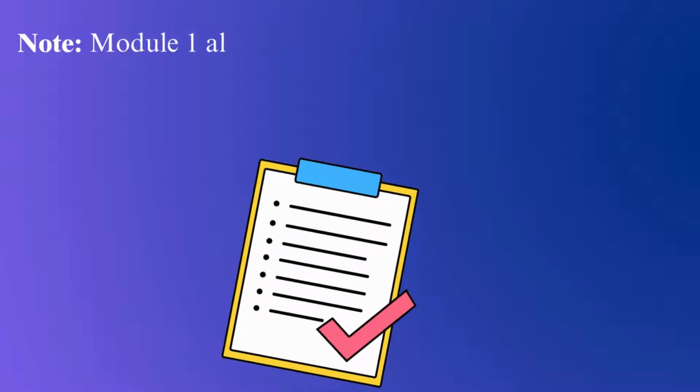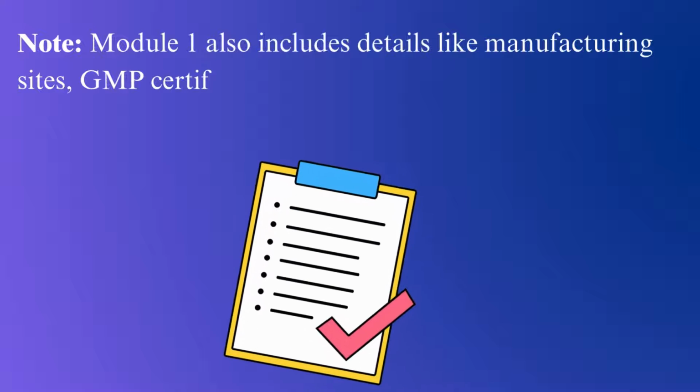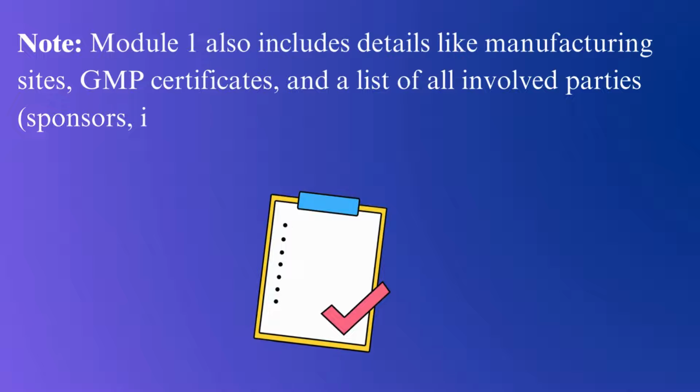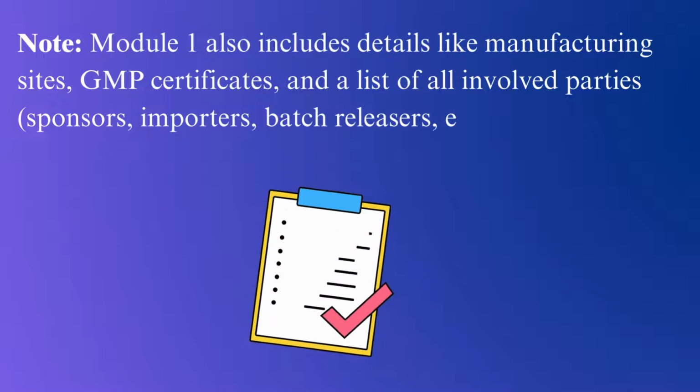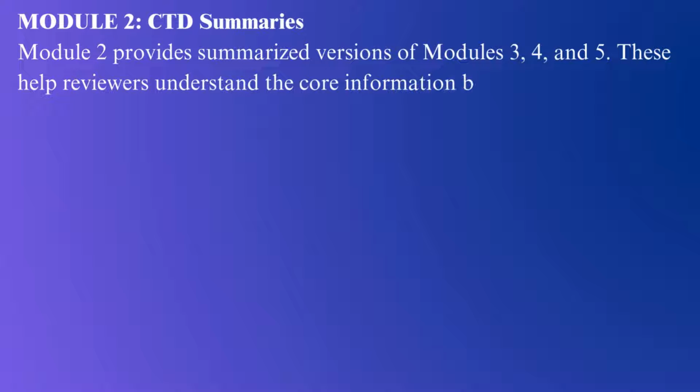Note, Module 1 also includes details like manufacturing sites, GMP certificates, and a list of all involved parties, sponsors, importers, batch releasers, etc. Module 2, CTD summaries. Module 2 provides summarized versions of Modules 3, 4, and 5. These help reviewers understand the core information before going into technical depths.